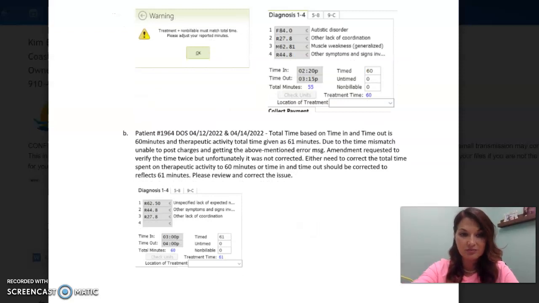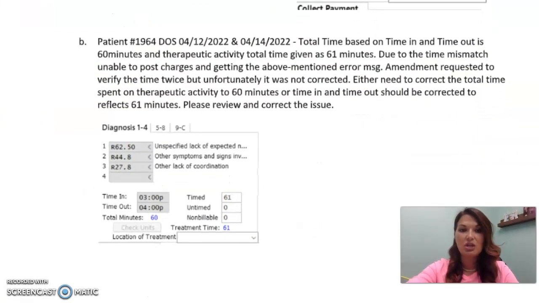Same thing here. If you look at this patient, we treated them for 60 minutes, but somehow the timed unit, someone maybe changed it to 61. I need you to correct it. Is it 60 or 61? They have to match for us to post these charges.